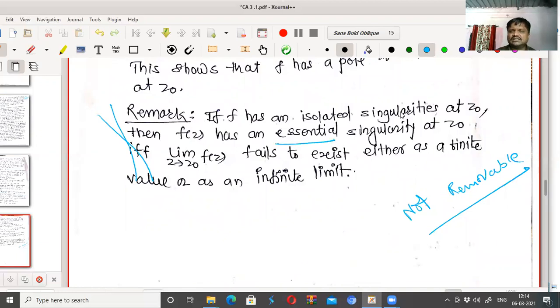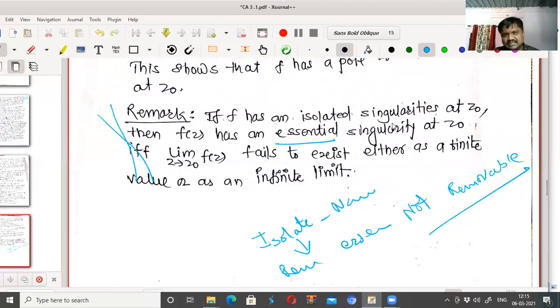So f has an isolated singularity at z0. There are two main types of singularity: isolated and non-isolated. Then for isolated, removable and essential. Removable means the limit as z tends to z0 of this function exists. And if it does not exist, it is not removable. Therefore, such types of singularity are called essential singularity.